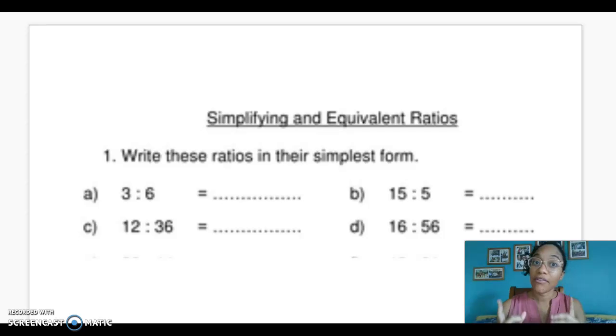16 to 56. Now this one might be a little bit trickier for you. If you're not familiar with the times tables up to that level, we can always start by dividing by a simpler factor. 16 and 56 are both even numbers. So first, divide by 2. Okay? Then you can see what you get and see if you can divide again, right? Very good. Try these on your own paper.